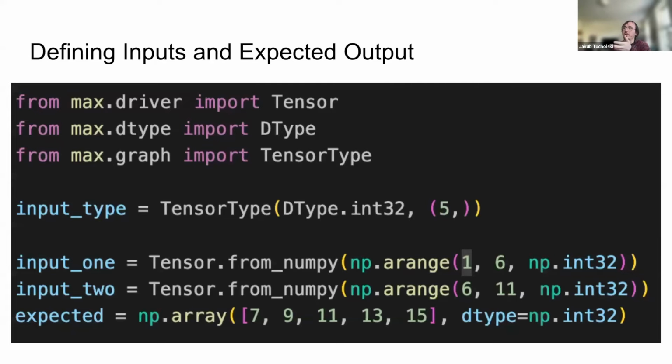So we're going to start off by defining the input types using the Graph API. We're going to define a basic input type that's going to be an integral tensor, 5 elements, 1 dimension. We're going to provide 2 separate inputs, which are just going to be range tensors, basically 1 to 5 and then 6 to 10. Then we're just going to add them together, and then we expect the same tensor to be output.